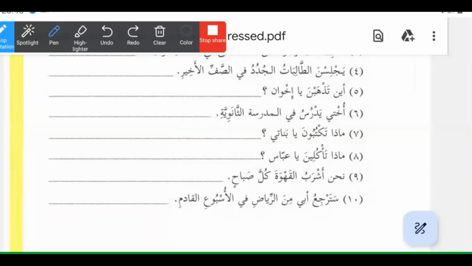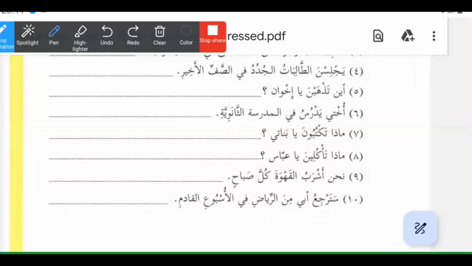ماذا تأكلين يا عباس؟ Oh, this is something very disastrous, considering Abbas as female, this is a disaster. It is because takulina is for a female who is in front of us. It's singular. It means what are you eating, or what do you eat, O Abbas. So you are female. So Abbas is considered as a female here. It's wrong. It will be coming as maza takulu. Maza takulu ya Abbas. What do you eat, O Abbas, or what will you eat, O Abbas.